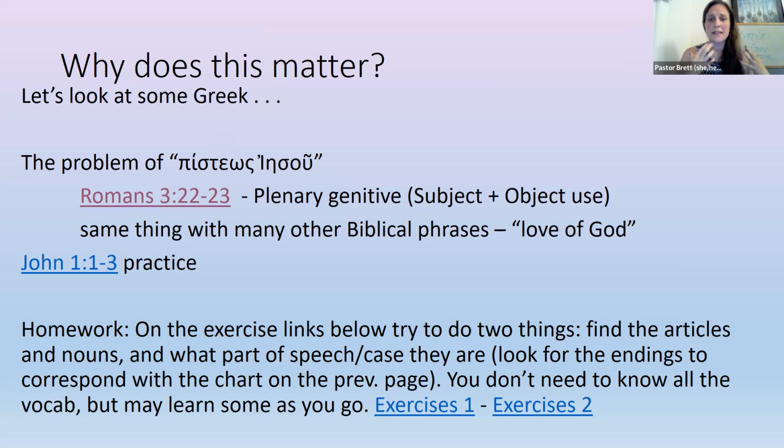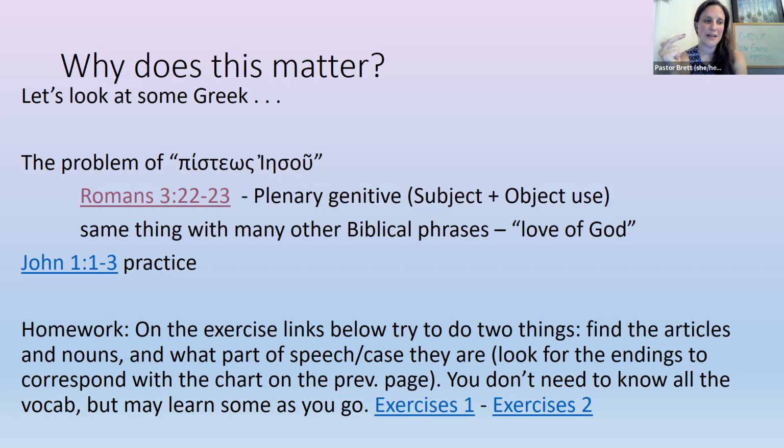Now, when we talk about the faith of Jesus, pisteos Jesu, are we talking about Jesus's faith? He's the subject, it's possessive. Or are we talking about faith in Jesus, which is a different type of genitive?